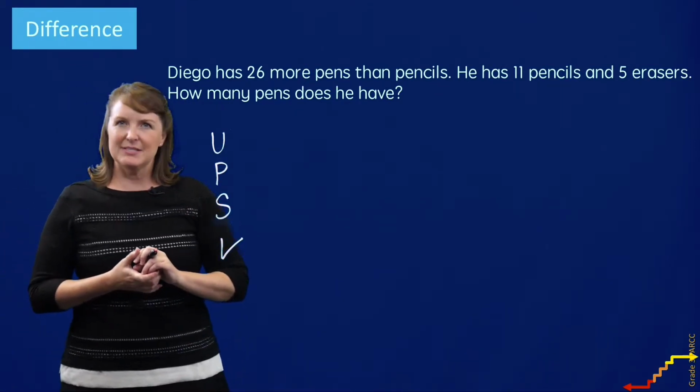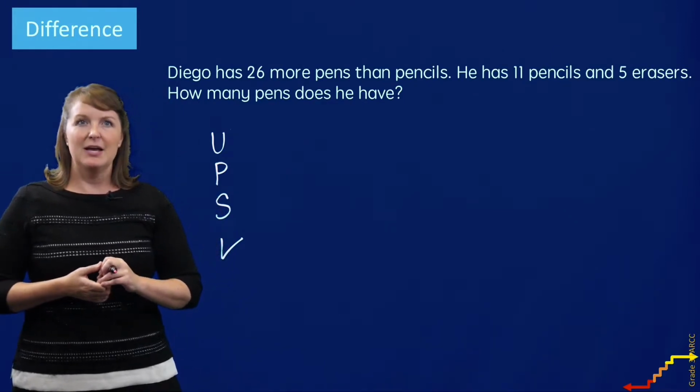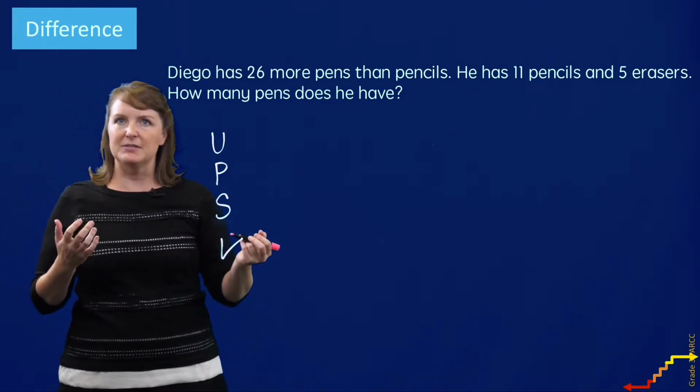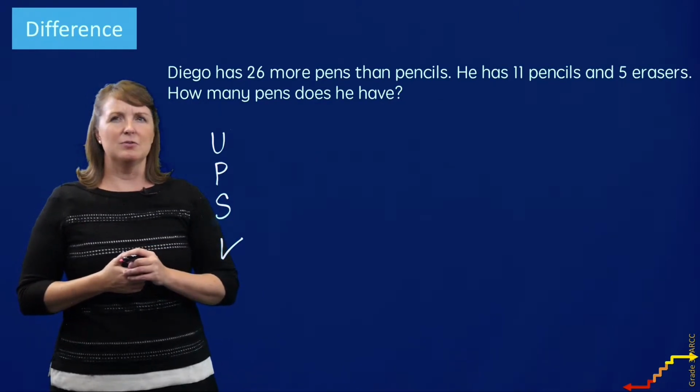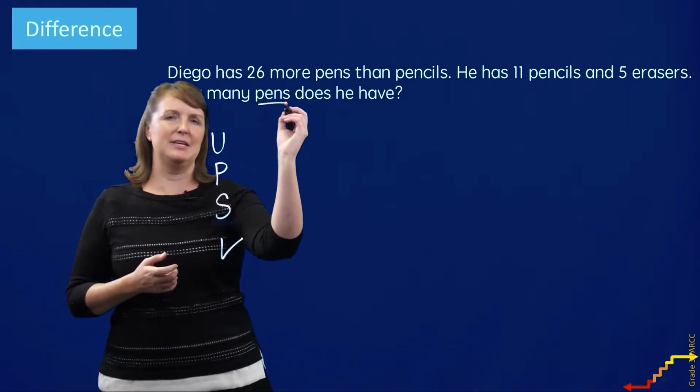Diego has 26 more pens than pencils. He has 11 pencils and 5 erasers. How many pens does he have? So what do I have to think about in this story? I have to figure out how many pens he has.